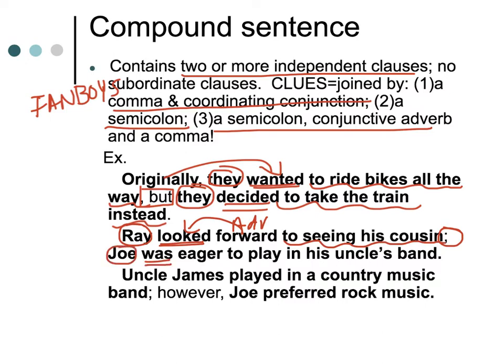Joe is the subject. Was is a linking verb, so eager is a predicate adjective. To play in his uncle's band is yet another infinitive. Joe was eager to play in his uncle's band. That's a sentence. You have two sentences joined by a semicolon, compound sentence.